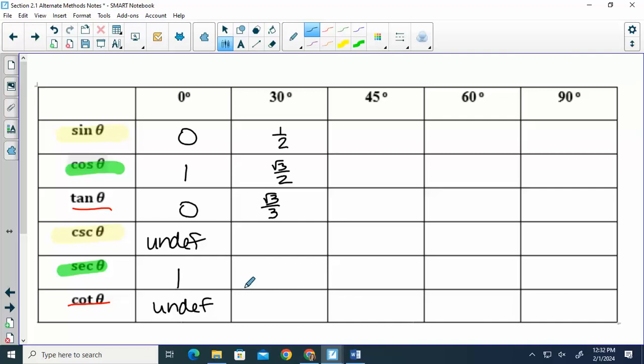So the rest are reciprocals. So reciprocal of 1/2 is 2. Reciprocal of radical 3 over 2 is 2 radical 3 over 3. Okay, reciprocal of this one, keep in mind that was like 1 over the square root of 3, so the reciprocal is square root of 3.